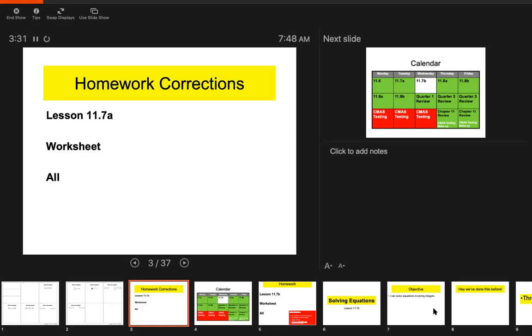Number 11, n equals -4. Number 12, m equals -7. Number 13, r equals -3. Number 14, r equals -4. Number 15, b equals -3. Number 16, n equals -4. Number 17, x equals 5. Number 18, x equals -3. Number 19, x equals 1. And the last one, x equals -8.